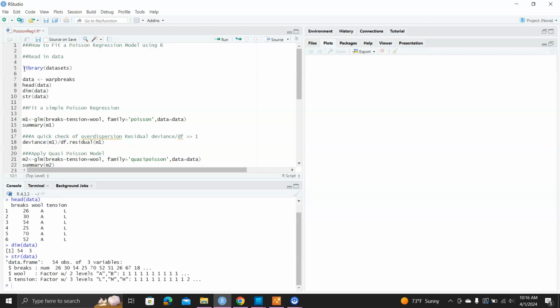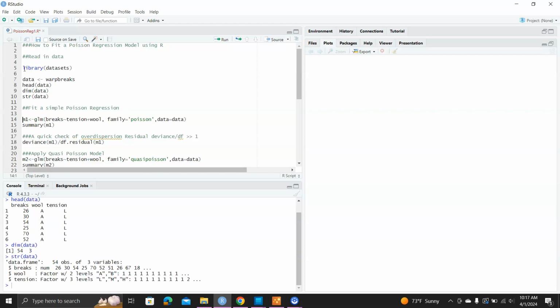This is the data set. Breaks is a count, that's the dependent variable for Poisson regression, and wool and tension are two factors that will be our independent variables. The syntax for fitting Poisson regression is very easy, just using the R function glm. Here, glm stands for generalized linear models. You know that the Poisson regression model is a special case of generalized linear models.